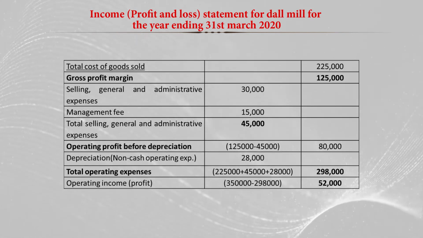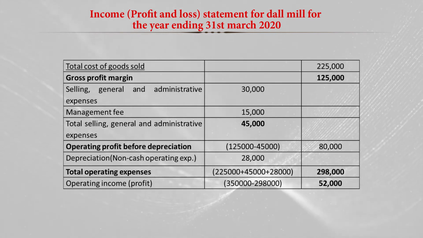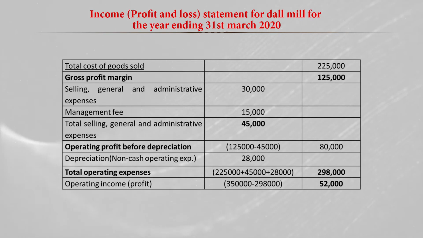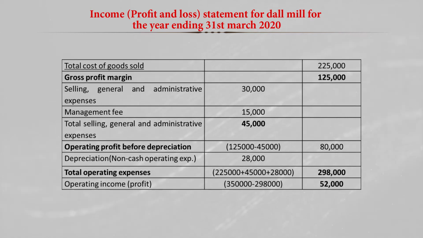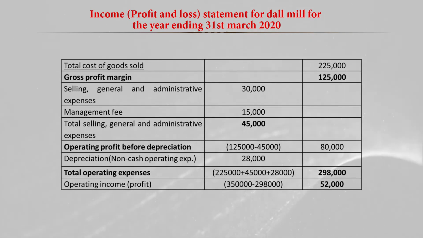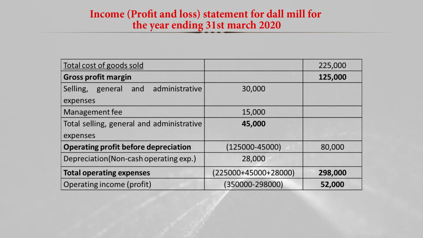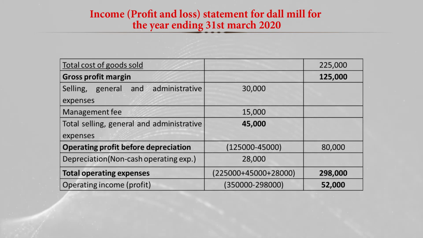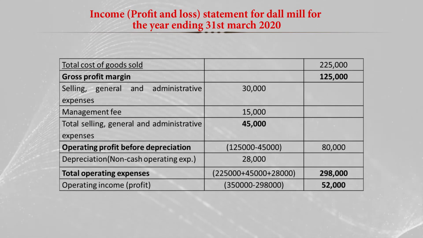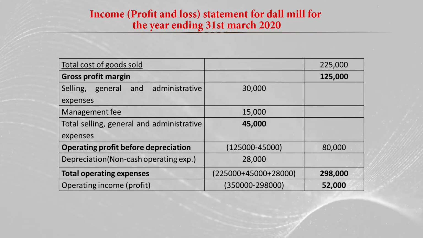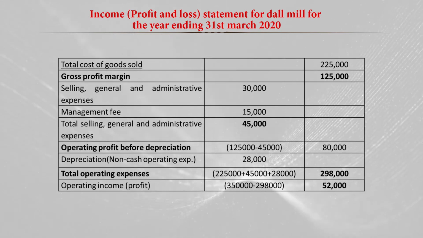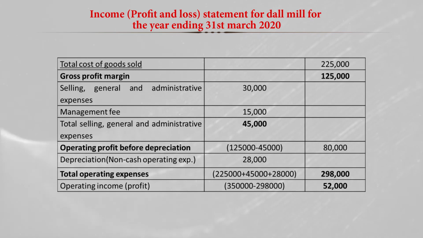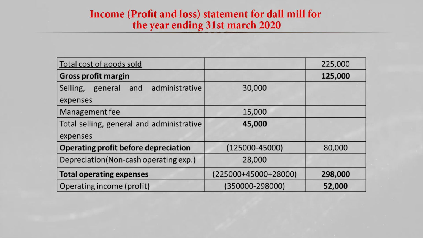And now, after the cost of the goods sold, we consider the other costs of selling the goods, like selling, general and administrative expenses. The selling cost is 30,000. Then there is a management fee, and that is 15,000. So total selling, general and administrative cost is 45,000. So operating profit before depreciation is 1,25,000 minus this 45,000. So 80,000 rupees is the operating profit before depreciation.